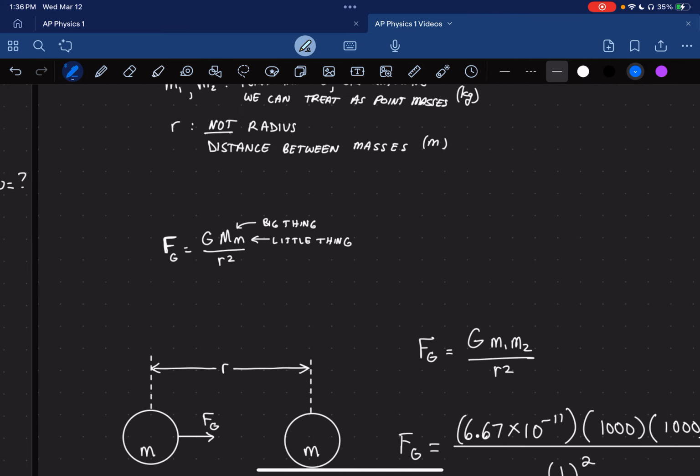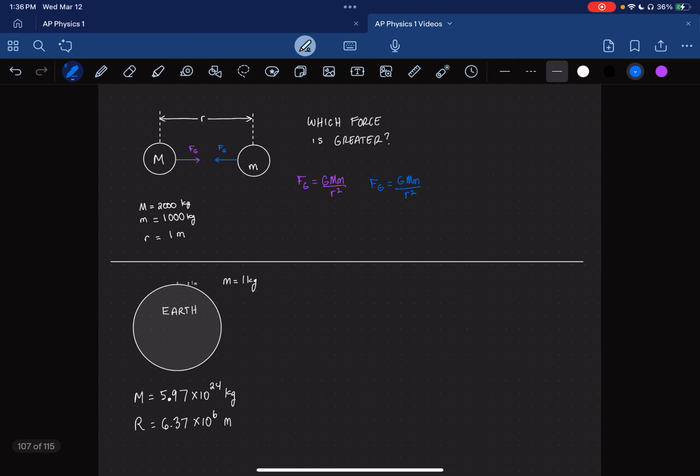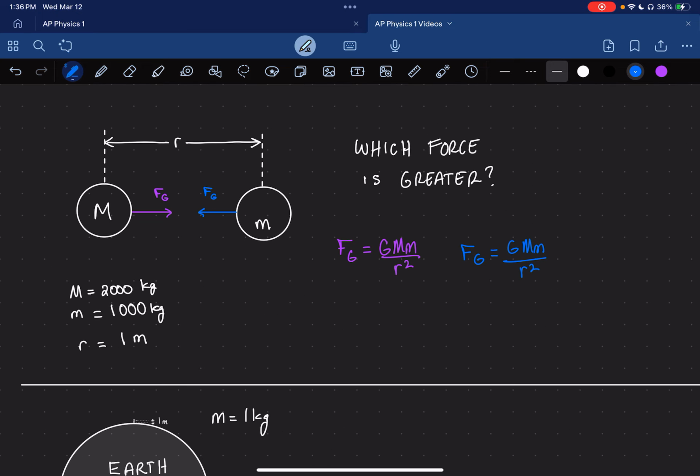And so we go back here, and of course, this Fg that we calculated is also on this mass over here. And of course, that goes back to Newton's third law. When one object puts a force on another object, the second object simultaneously puts a force on the first object, but in the opposite direction.